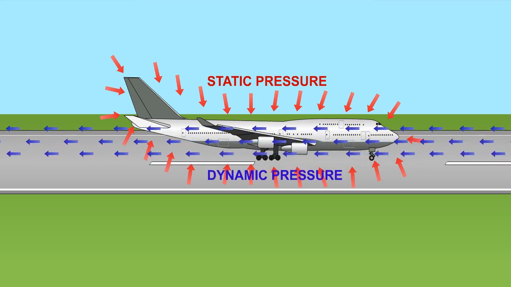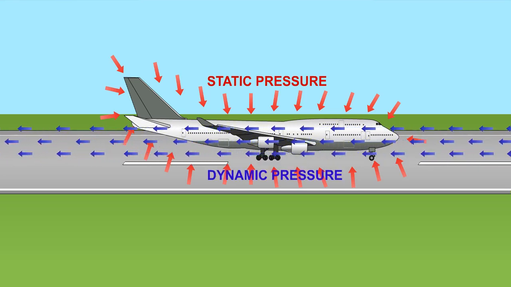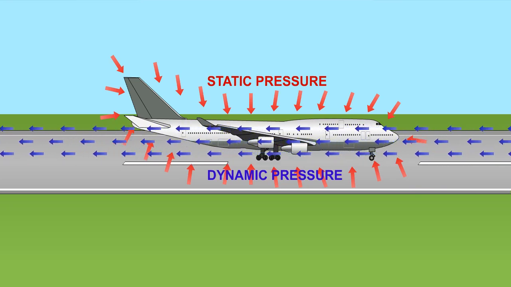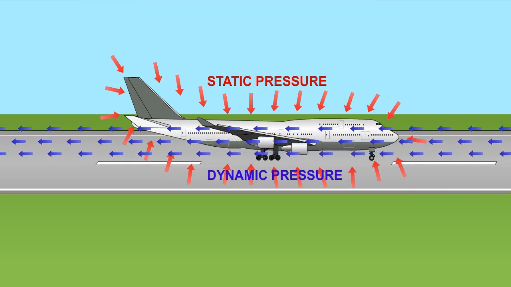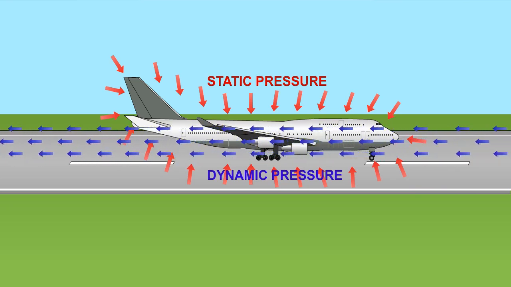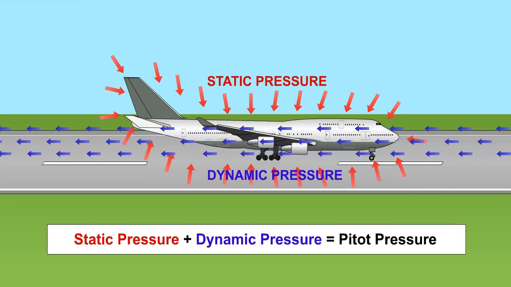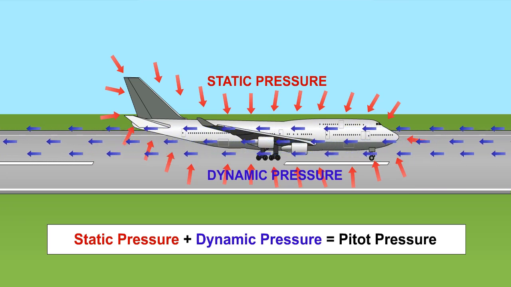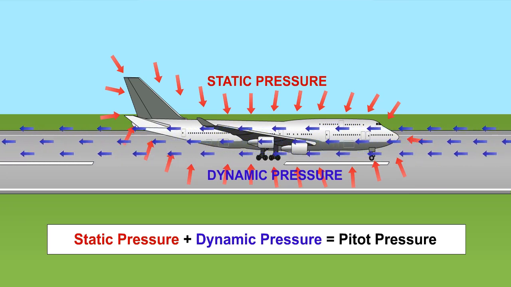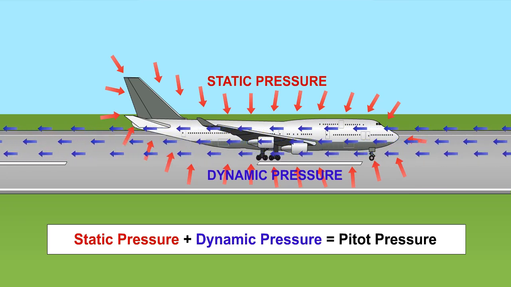In forward motion, the aircraft will be subject to an additional or dynamic pressure, represented here by the blue arrows. The total pressure the aircraft will be subjected to will therefore be the static pressure plus the dynamic pressure. This is known as total pressure or Pitot pressure.